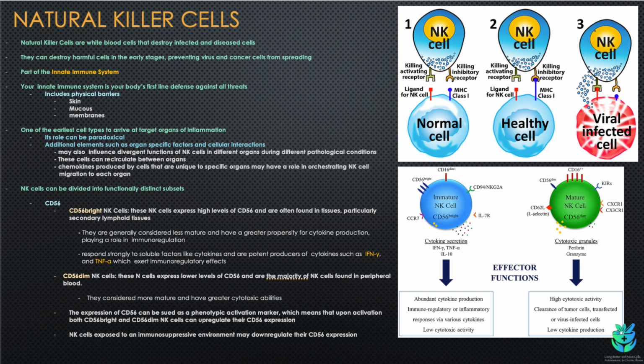Guys, we're almost done. Natural killer cells. Natural killer cells are white blood cells that destroy infected and diseased cells. They can destroy harmful cells in the early stages, preventing virus and cancer cells from spreading. They are part of the innate immune system, so they don't need to be triggered. They can do it on their own.